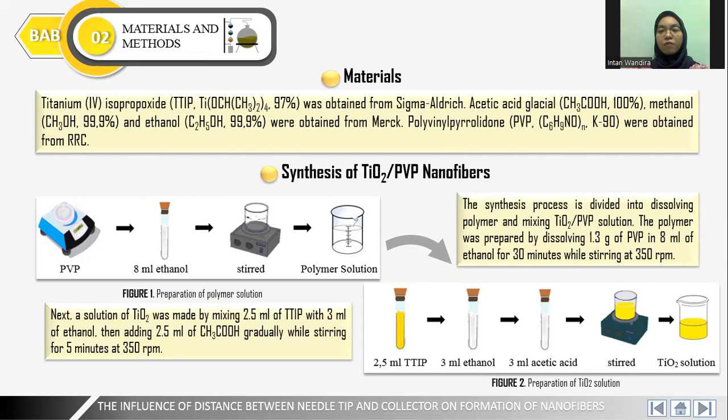The polymer was prepared by dissolving 1.3 gram of PVP in 8 milliliter of ethanol for 30 minutes while stirring at 350 RPM. The process we can see in figure 1. Next, a solution of TiO2 was made by mixing 2.5 milliliter of TTIP with 3 ml of ethanol, then adding 2.5 milliliter of acetic acid gradually while stirring for 5 minutes at 350 RPM. The process we can see in figure 2.